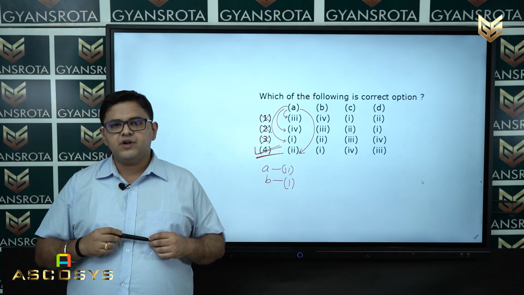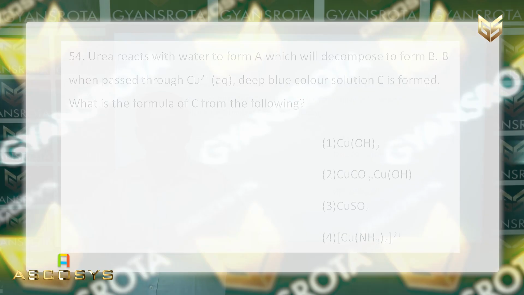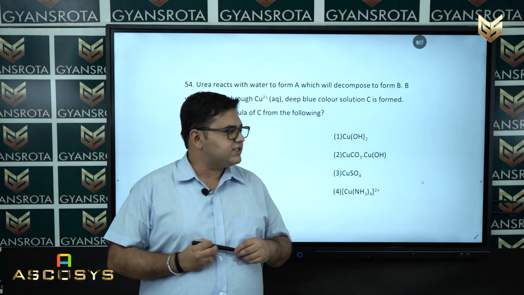So, now we are moving to the another question, that is question number 54. So, question number 54 is on your screen. Urea reacts with water to form A, which will decompose to form B. B, when passes through copper 2 plus aqueous, deep blue color solution C is formed. What is the formula for C from the following? So, now we are moving to the solution part.